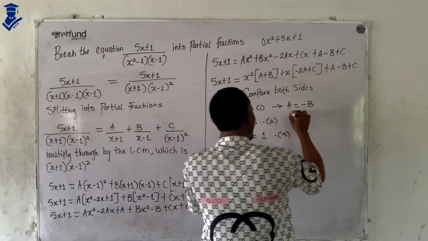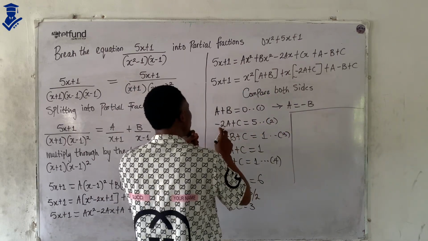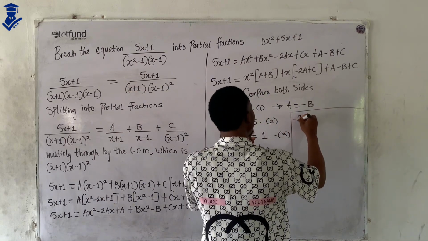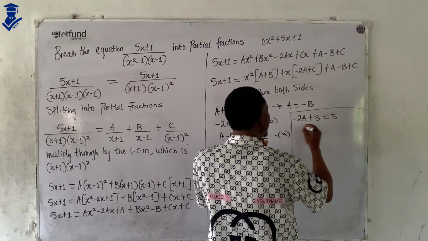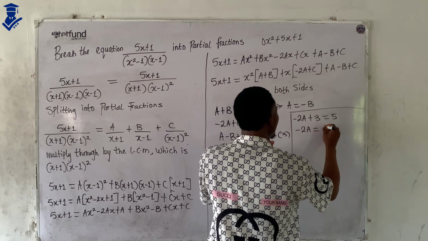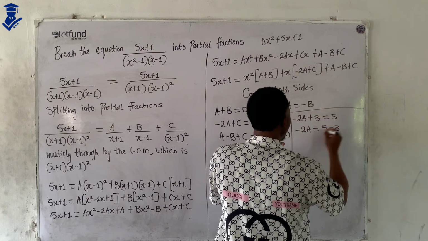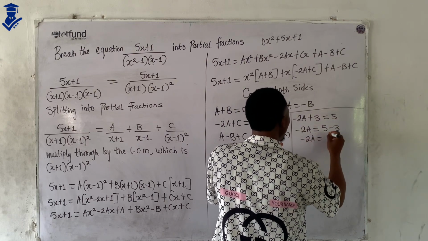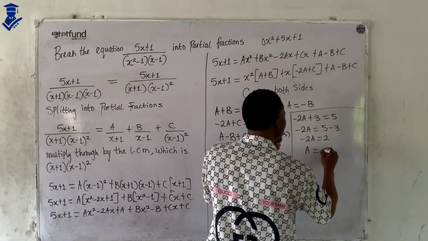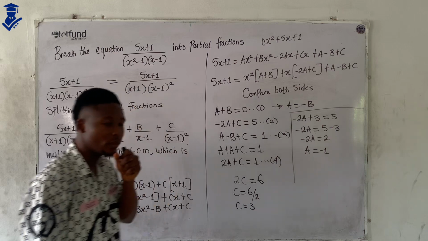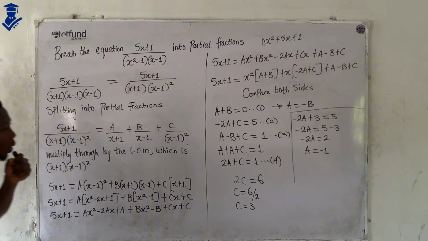Now we can substitute c is equal to 3 into equation 2 so that we can get a. So this becomes minus 2a plus 3 is equal to 5. Take this here, becomes minus 2a is equal to 5 minus 3. Minus 2a is going to be equal to 5 minus 3 gives us 2. Divide both sides by minus 2. You are going to have a is equal to minus 1.